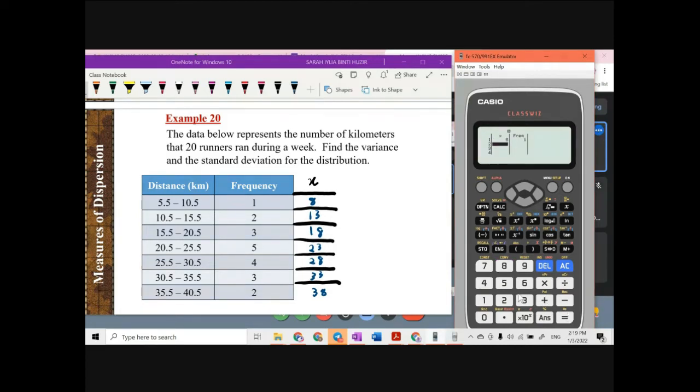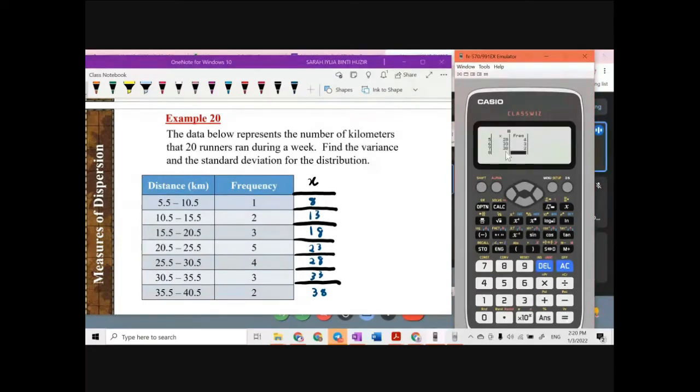Masukkanlah satu-satu. Jangan terbalik pula tau. Jangan pergi X tu awak masukkan frequency, awak masukkan midpoint, jadi mengarut nanti. So jangan terbalik masukkan data. Okay, 23, 28, 33, 38. So, and then frequency is 1, 2, 3, 5, 4, 3 and 2.